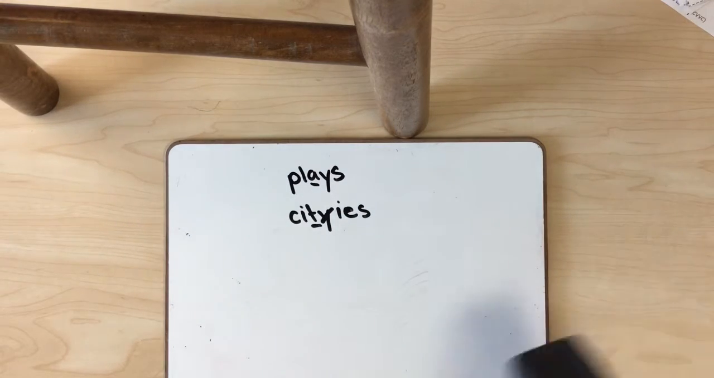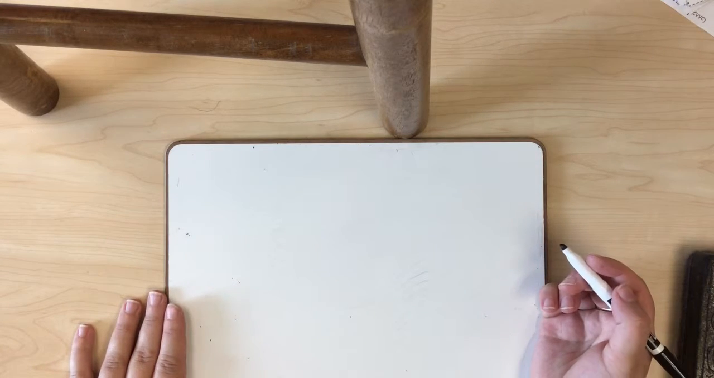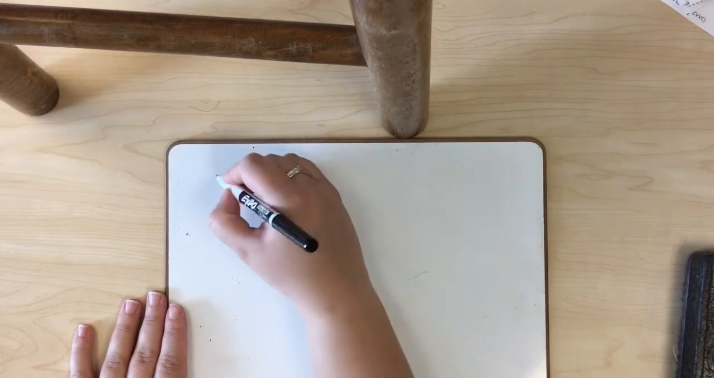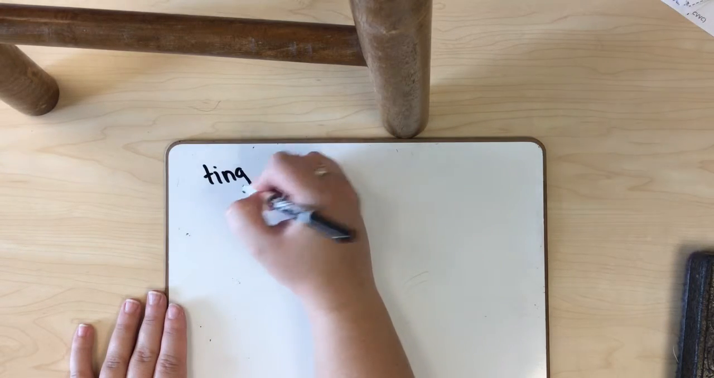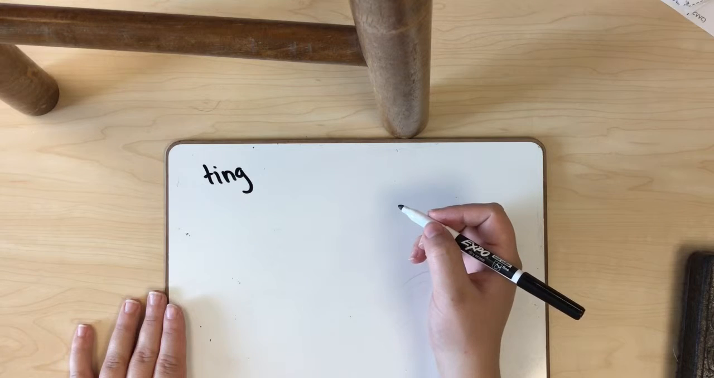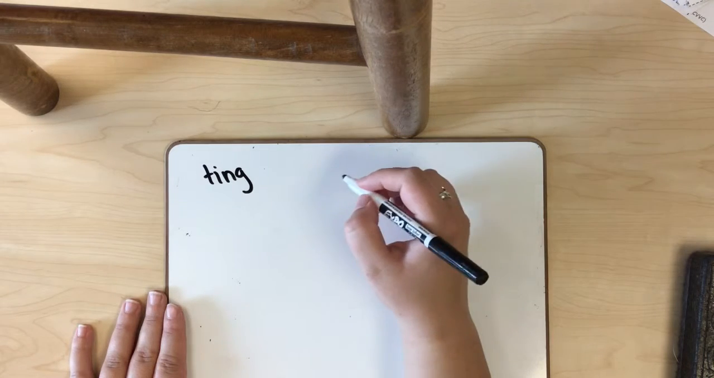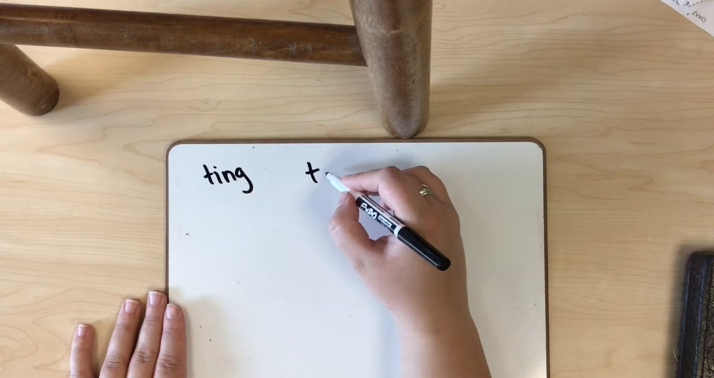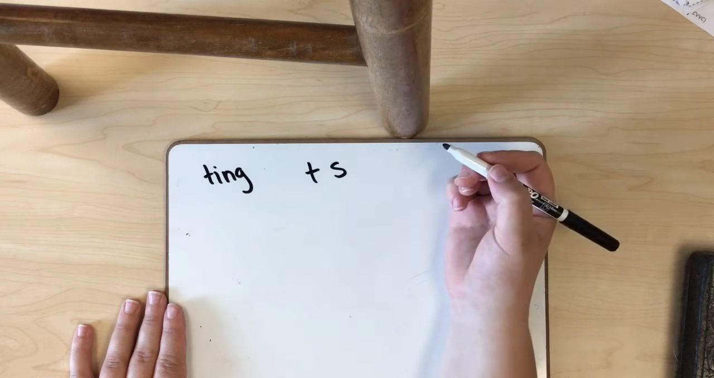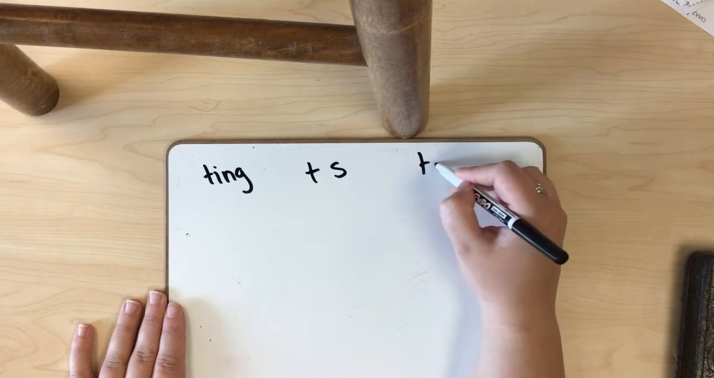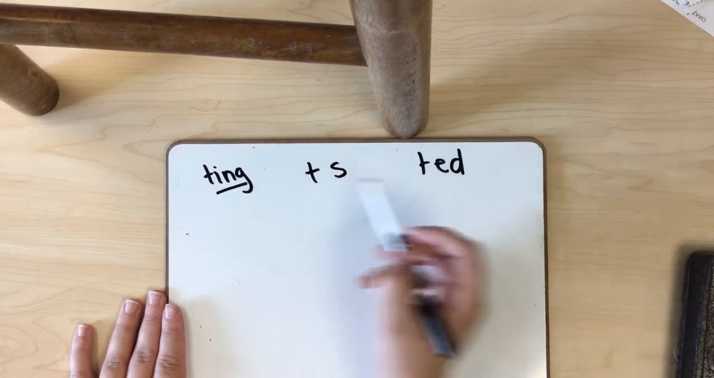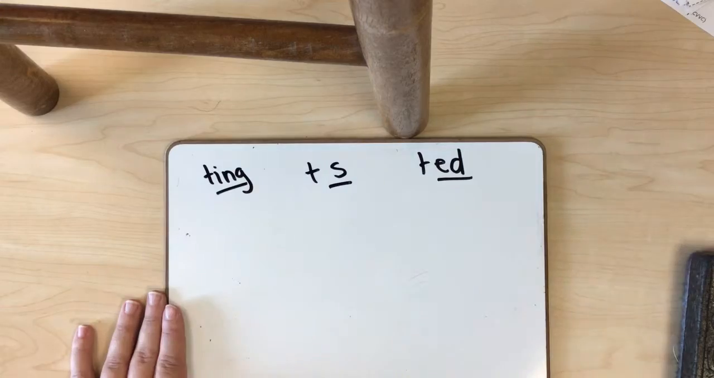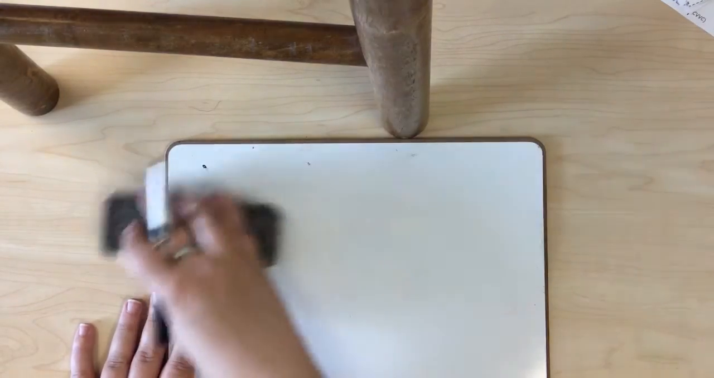Okay, so this week we're going to expand on that a little bit. We're still working with words where the base word ends in a Y, but we're going to be adding ing, we're going to be adding S, just like before, and we're going to be adding ed. So now we've added these two alternate endings instead of just working with the S.